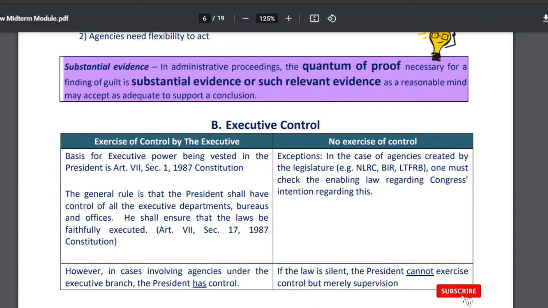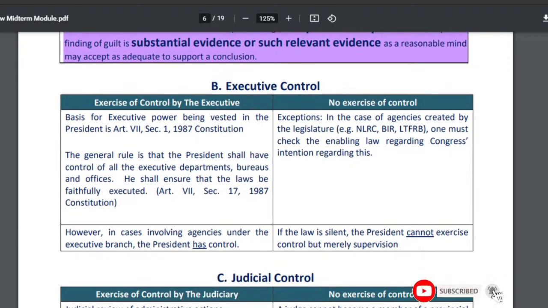Let's go now to executive control. Executive control, of course, refers to the executive branch, headed by the president. The basis for this is the power vested in the president in Article 7, Section 1 of the 1987 Constitution. The general rule is that the president shall have control of all the executive departments, bureaus, and offices. He shall ensure that the laws shall be faithfully executed, and this is under Article 7, Section 17 of the 1987 Constitution.